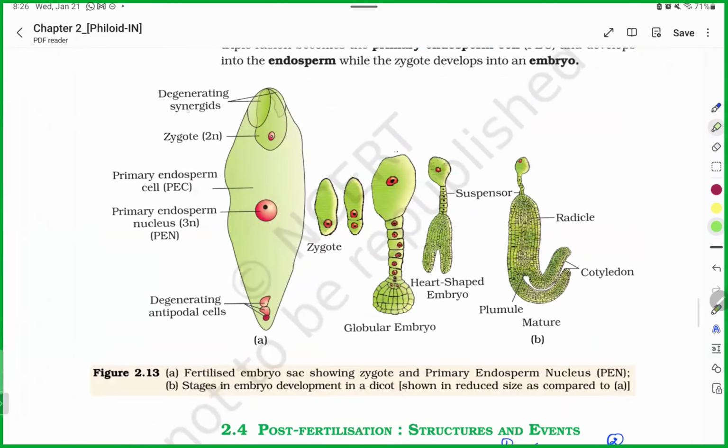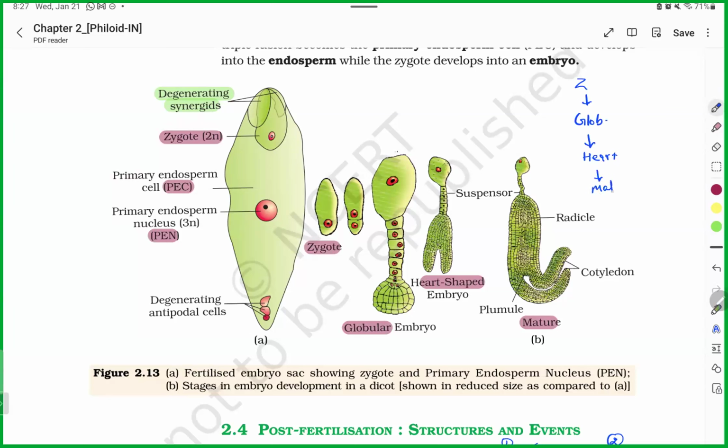So what is happening? You have a degenerating synergid, because after fertilization, the synergid will die. Zygote development, primary endosperm cell, primary endosperm nucleus. This zygote converts into a two-cell stage, then globular, then heart shape, then mature one. A question can be asked, what is the sequence of this? First zygote, then globular, then heart shape, and last is mature.